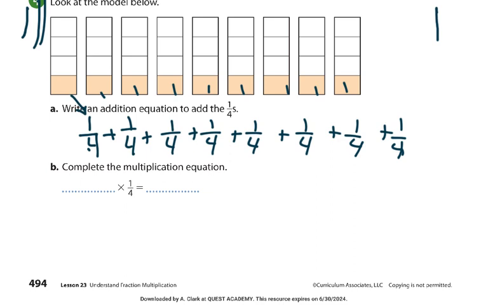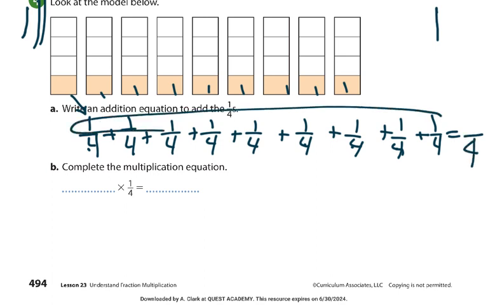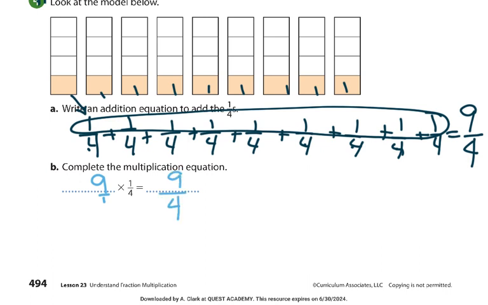Let's count. 1, 2, 3, 4, 5, 6, 7, 8. I got to do one more. Does the denominator change when I'm adding? No. Then I add up all the pieces in the numerator. That's 9/4. Or, because I don't want to waste time drawing models and drawing out those simple fractions, I'm going to multiply 9 times 1/4. Sitting on top of a 1, 9 times 1 is 9. 4 times 1 is 4.